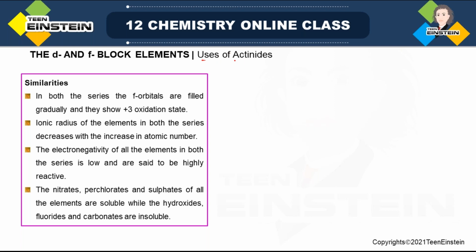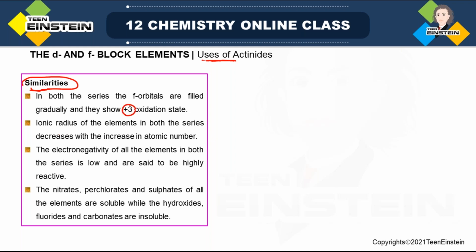We will go to the point uses of actinides, but before that we will discuss some points that are similar. In both the series, F orbitals are filled gradually, so that is why both of them are under 4F. Both of them are called, in general, F block elements. Depending on which F orbital is used, it will be either 4F or 5F. But the common point is, in both cases, F orbitals are filled.